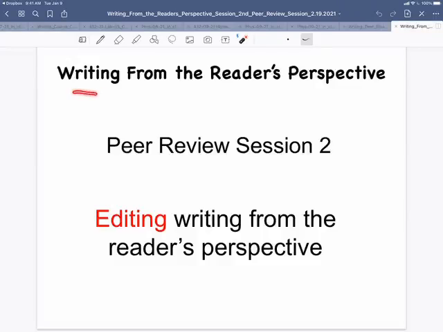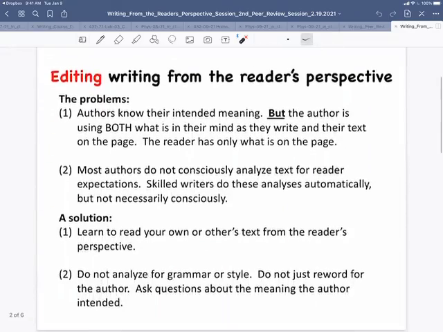In this session of Writing from the Reader's Perspective, we're going to talk about editing writing from the reader's perspective, and that's a two-part process. One is getting the reader's perspective, either from yourself or from a peer, and we're going to talk about peer comments right now, and then the author doing the editing, although the peer may help with suggestions.